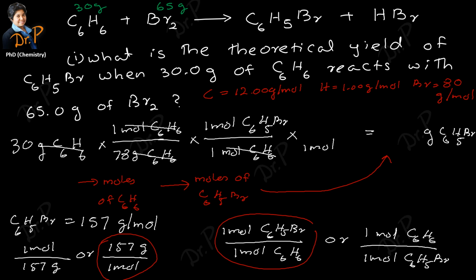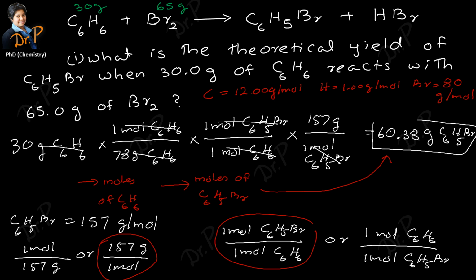1 mole of C6H5Br is 157 grams. Now do the math. You have to work out these numbers. That is going to be 60.38 grams. That is how much bromobenzene you will get with 30 grams of benzene.